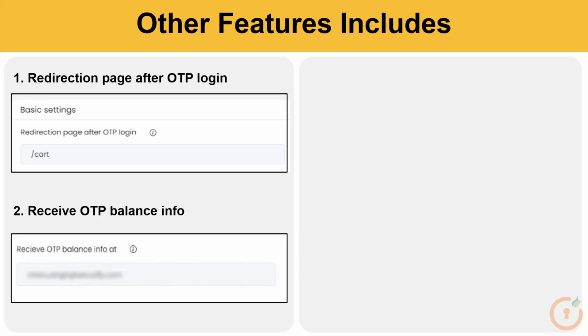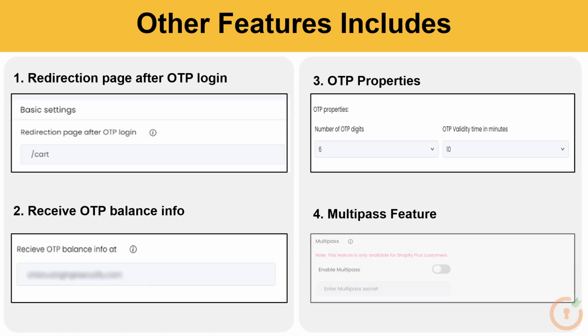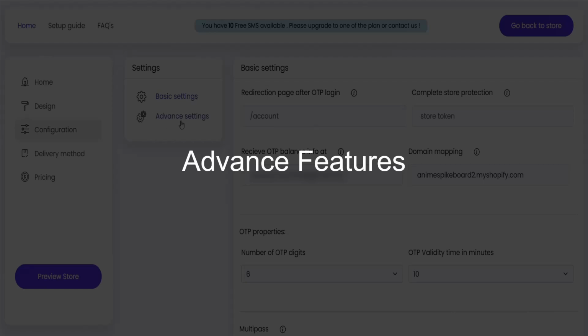Receive OTP balance info. Enter the email on which you will get a notification when you exhaust 80%, 90%, and 99% limit of the allocated OTPs. OTP properties. You can select the number of OTP digits, and can set the OTP validity time. Multipass feature. If you have Shopify Plus Store, then by enabling this option you can allow users to log in via Multipass.